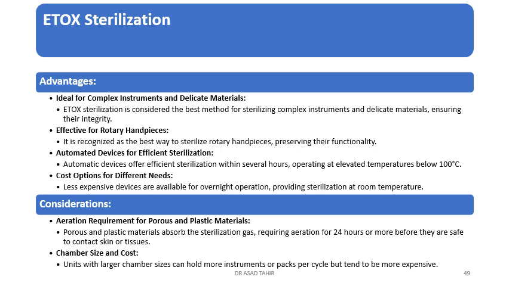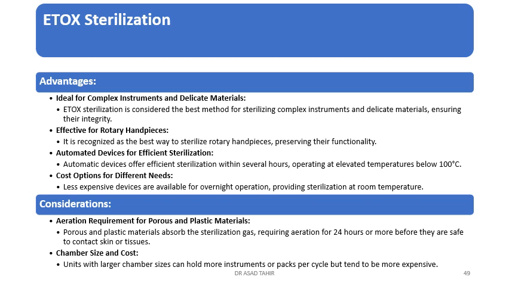ETO sterilization is considered the best method for sterilizing complex instruments and delicate materials, ensuring their integrity. Effective for rotary handpieces. It is recognized as the best way to sterilize handpieces, preserving their functionality. Automated devices for efficient sterilization. Automatic devices offer efficient sterilization within several hours, operating at elevated temperatures below 100 degrees Celsius. Cost options for different needs. Less expensive devices are available for operation, providing sterilization at room temperature.